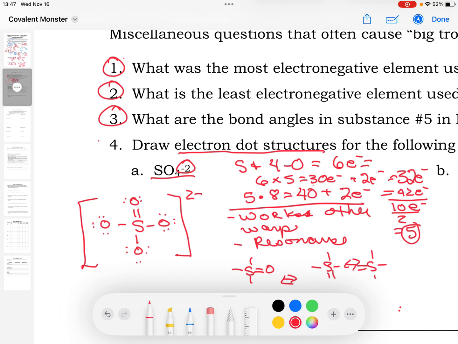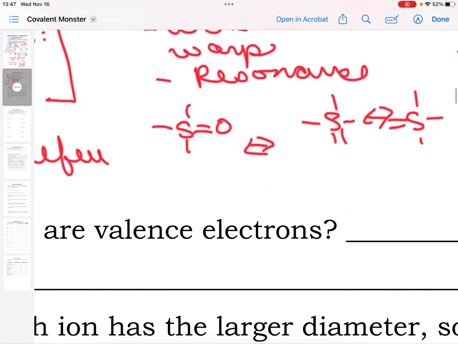This is a little bit different because check sulfur. As sulfur is written here, it has 10 electrons, which violates the octet rule. I'm going to turn this off and make this bigger.